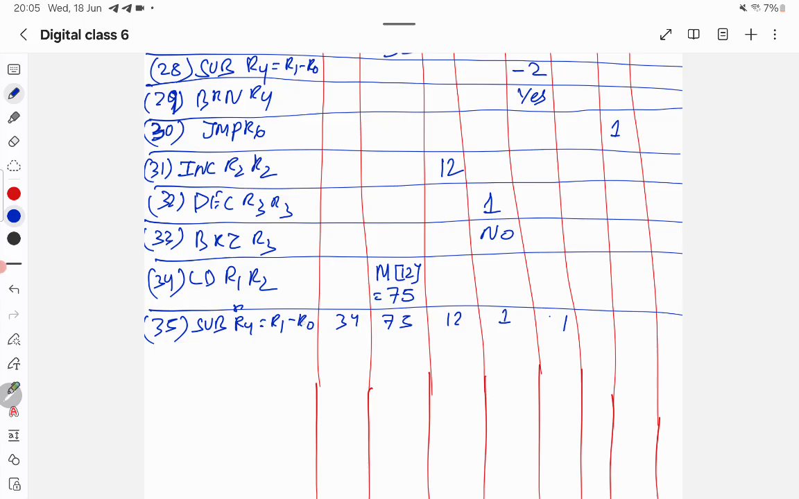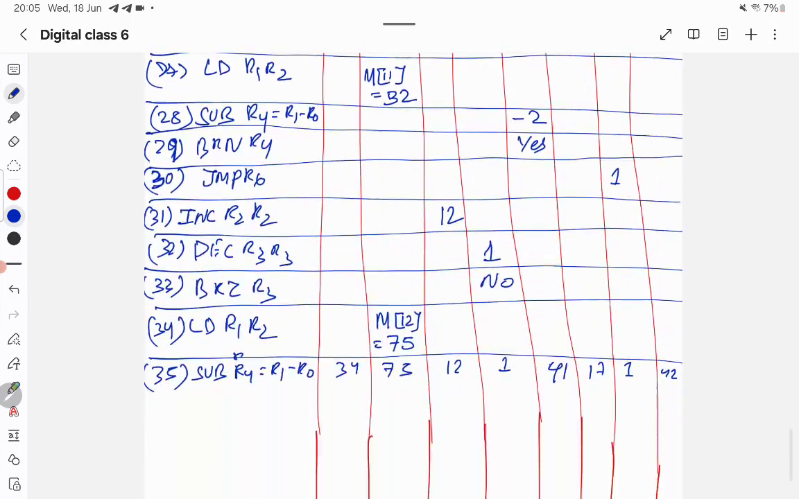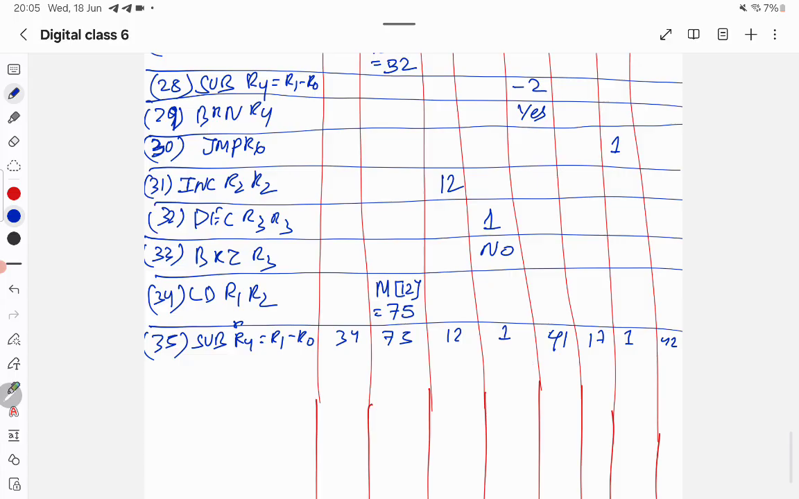It is 41. And copy down the rest of the values. Write the values in one line so that in the next instruction you don't have to search. 36. Tell me about the next instruction.